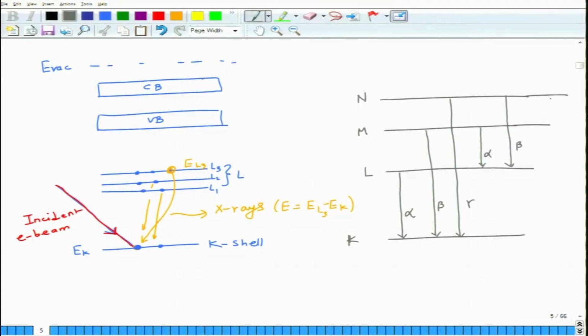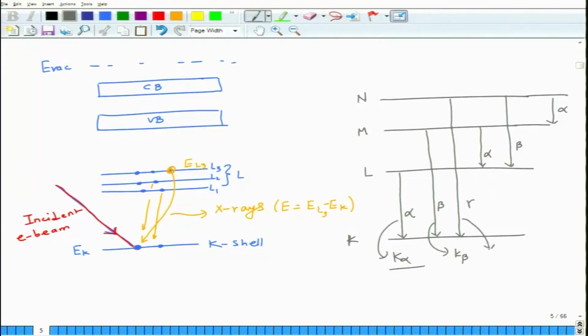Similarly, in this case, it will be alpha. So, transition from the next level to the level below is called alpha. If you are going from one level above, transition from there to the bottom level is called beta, and so on and so forth. So, when we say K alpha, the transition has taken place from L to K. K beta will mean transition from M to K.